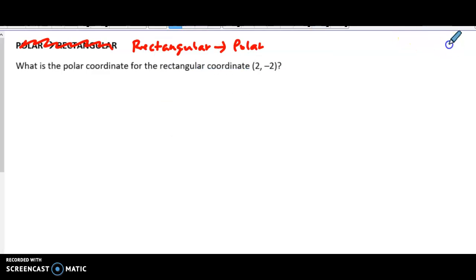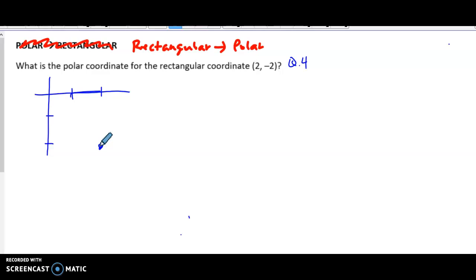That is in, where is that? That's quadrant 4. All right. 2 comma negative 2 is just 1, 2. 1, 2. That's right here.